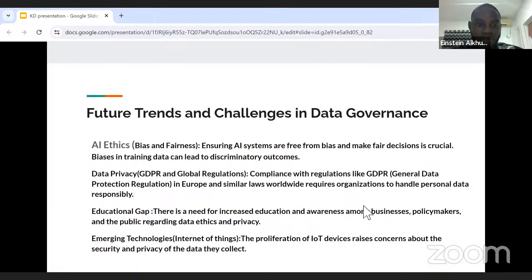And the next trend is data privacy, the GDPR and the global regulations. Compliance with regulations like GDPR, General Data Protection Regulation in Europe, and similar laws worldwide requires organizations to handle personal data responsibly. All organizations worldwide are obligated to handle personal data responsibly because there are laws and regulations.